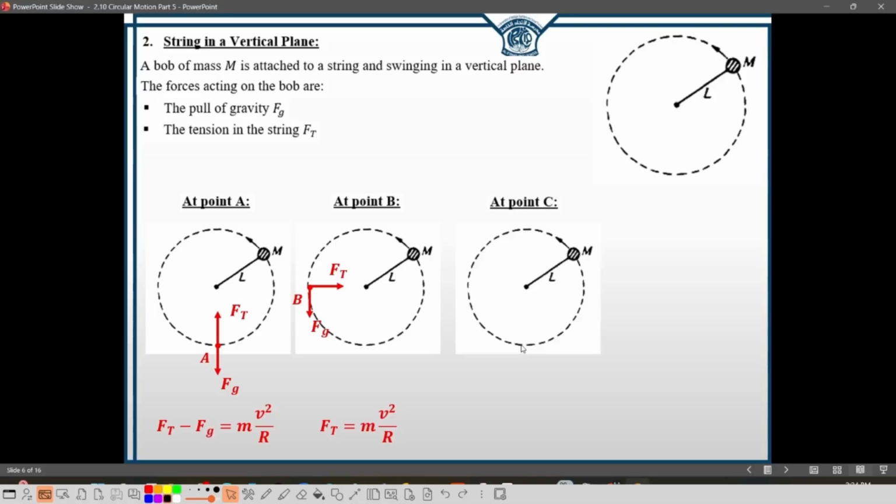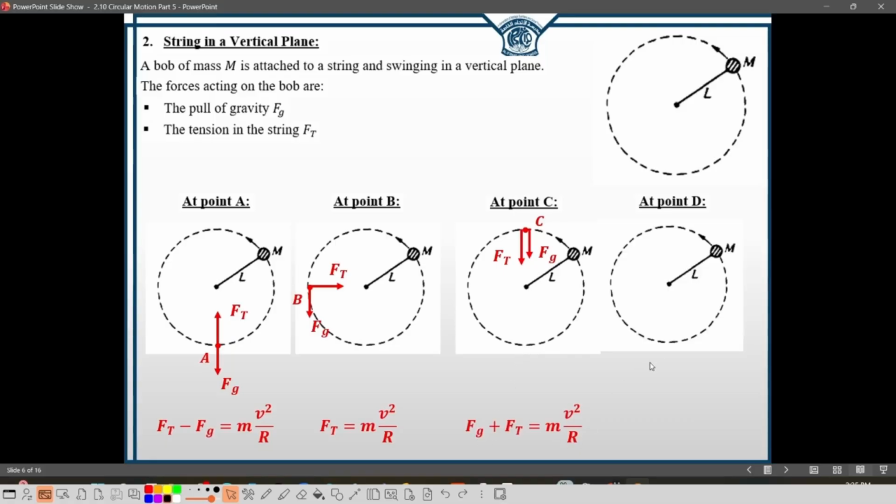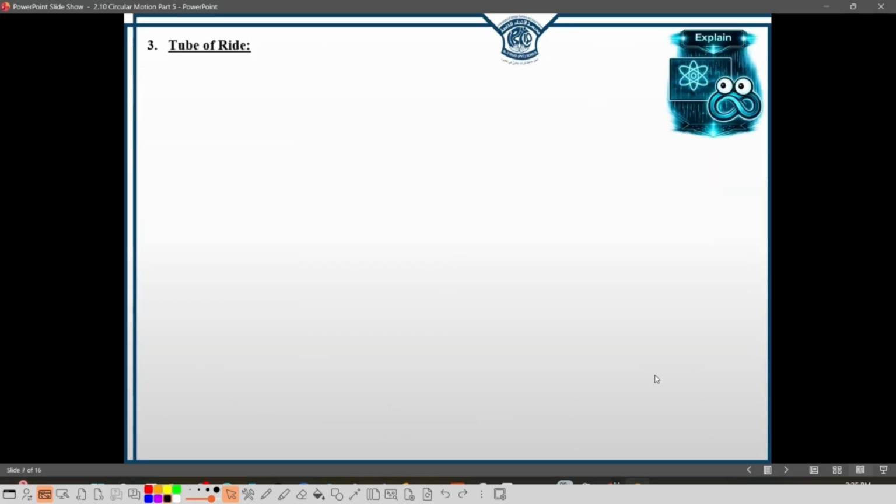Now, at point C, both forces now are acting inward, so both of them are positive. Fg plus Ft is equal to mv squared over r. And finally, at point D, which is the symmetrical case of point B, we have Fg downward, Ft inward, and Ft is the centripetal force, which is equal to mv squared over r.